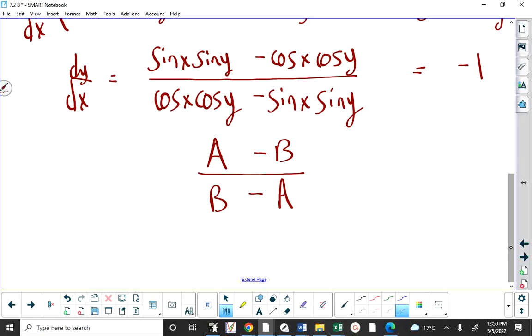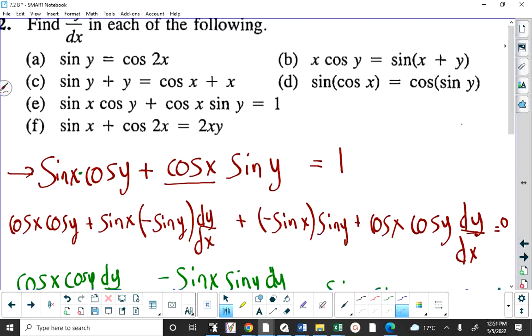What this tells me, I got to give some thought to this, is that if you could graph this relation, it would be a straight line with a slope of -1, because the derivative is -1 everywhere.